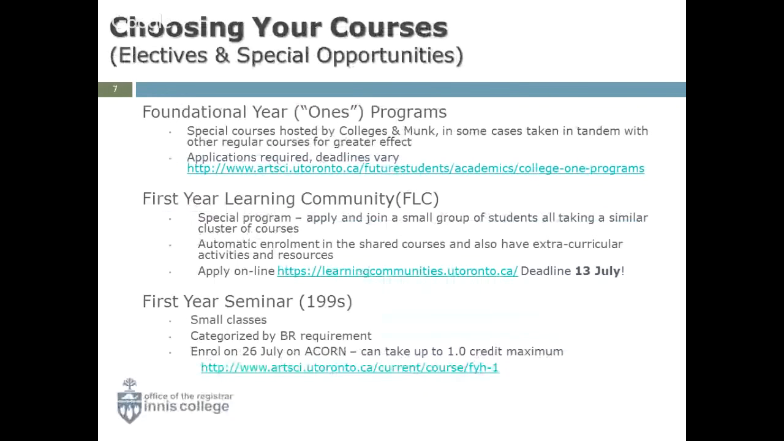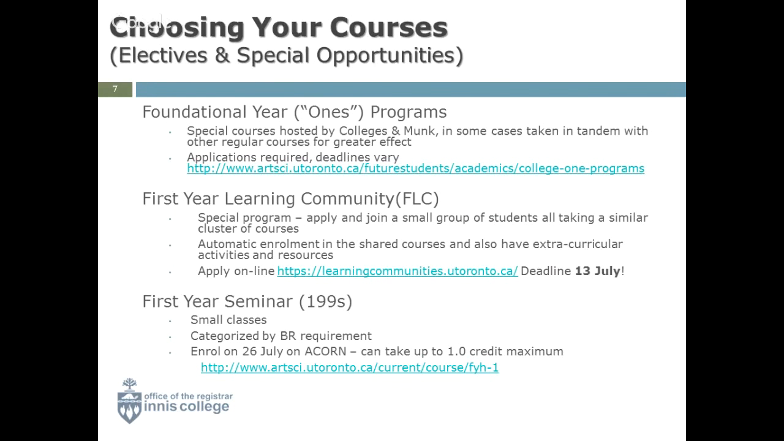Okay, so after you have gone through the arts and science calendar and you've identified what courses are required for the programs in which you are interested, then you have to think about what other opportunities, what other electives might I choose to take? You could choose to satisfy a breadth requirement. You could choose a special program like the ONES program, for example.